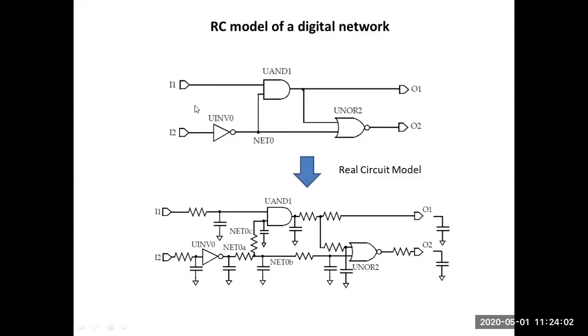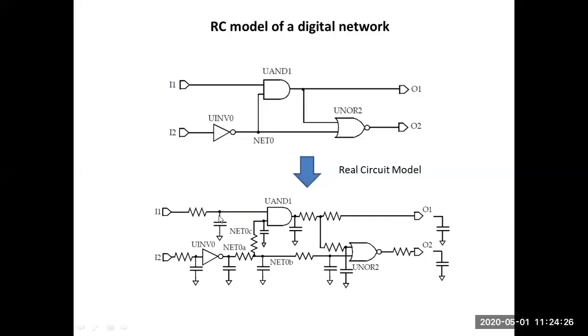It means that there is a wire. This wire is connecting I1 input to the gate AND one. So this wire is now associated with some kind of resistance as well as some kind of capacitance. So this is shown by this RC. This R is the resistance of this wire, and C is the capacitance associated with this wire.